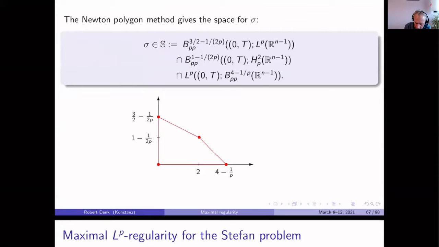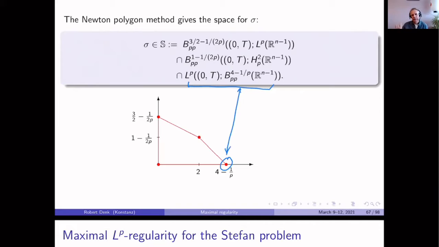So we have order 3/2 minus 1 over 2p in time with LP in space. Then we have some mixed space, 1 minus 1 over 2p in time and second order in space. And then we have LP in time and order 4 minus 1 over p in space. And I have written here the Newton polygon corresponding to this. So this space is defined by the Newton polygon. So for instance, this point here is of order 0 in time and of order 4 minus 1 over p in space. So this corresponds to this.